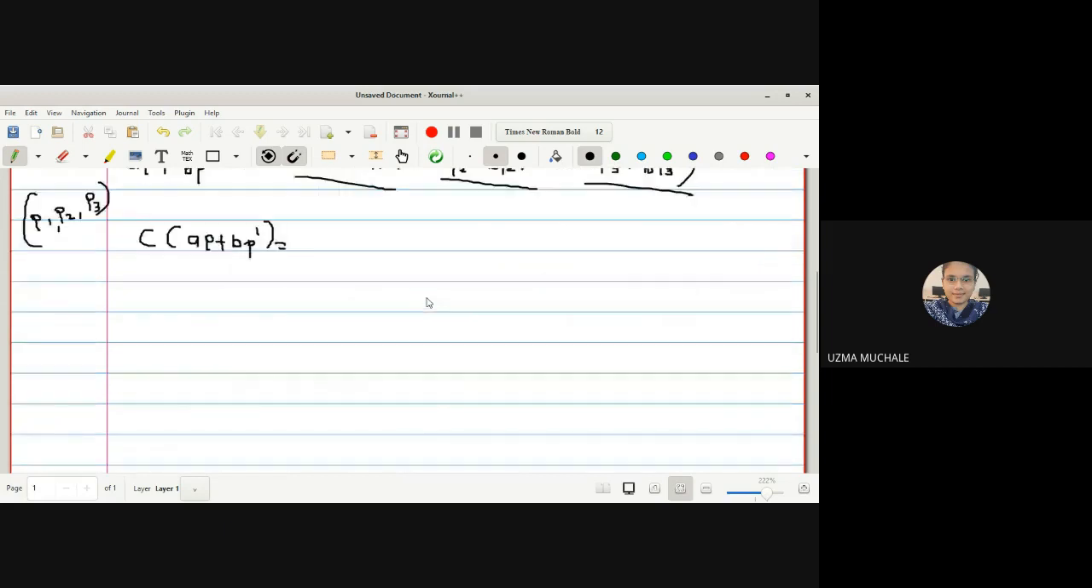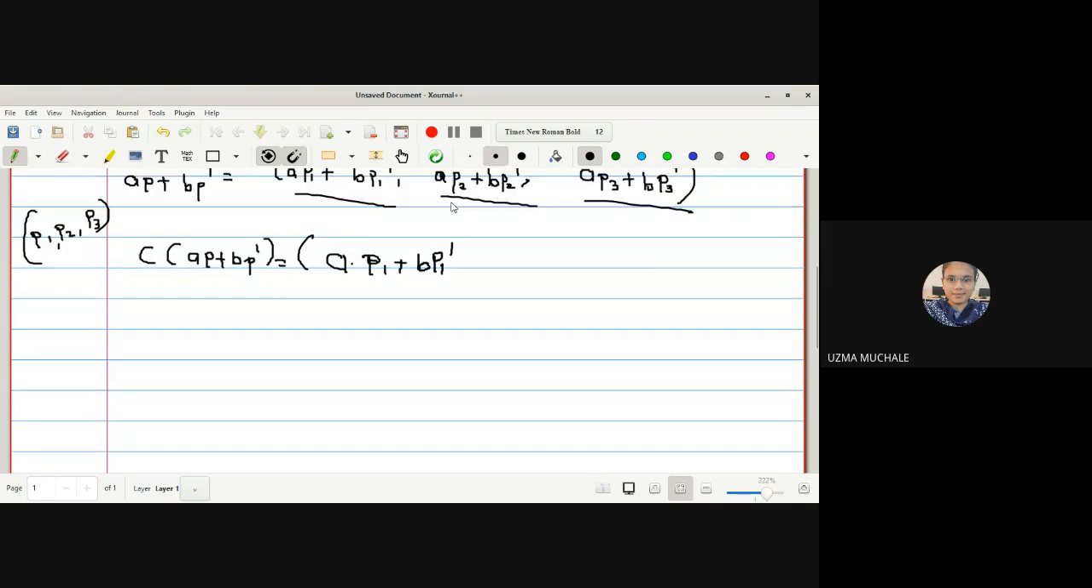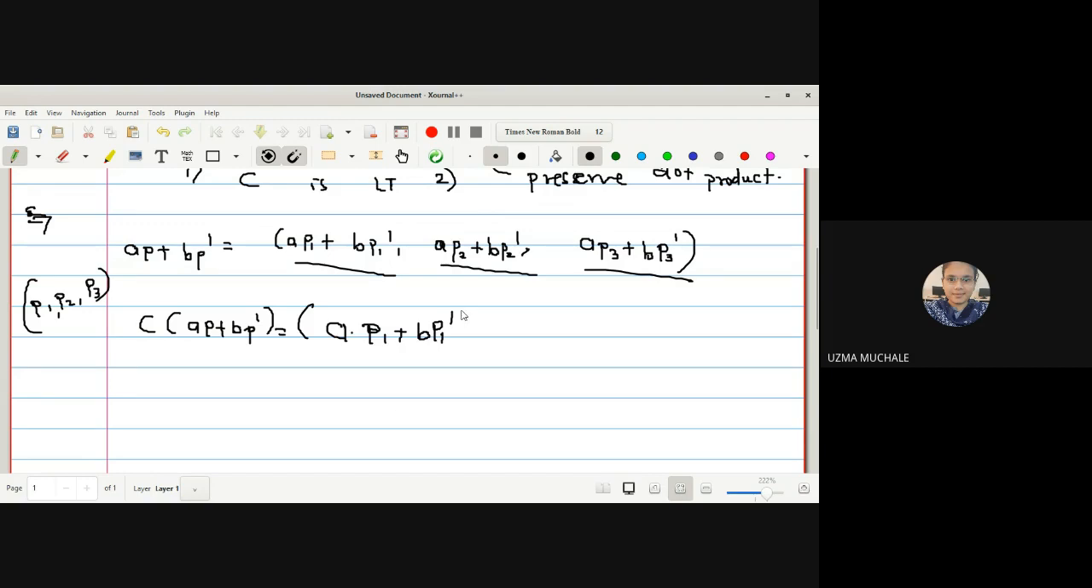Now, in the very similar way I have to write down C of AP plus BP dash. What changes? It is simply A outside, and here P1 plus B P1 dash. Correct? AP1 plus BP1 dash into cos theta. Correct? Next, what is the next coordinate? Minus AP2 plus BP2 dash sin theta.